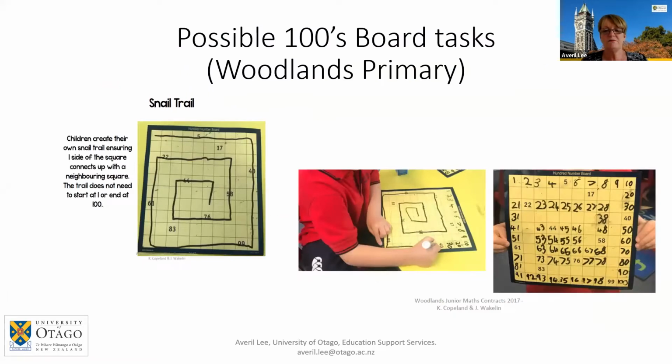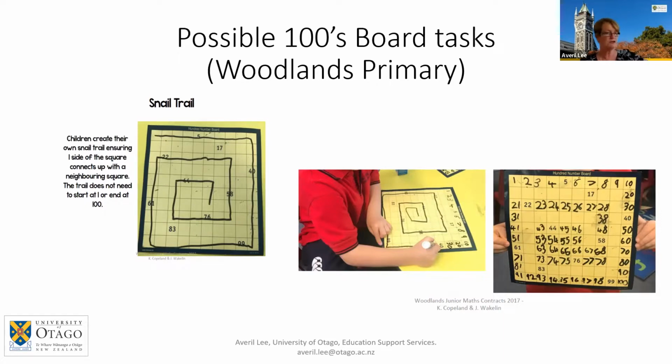I've got here one of my workshops that I did down here in 2017. We've got a school down here called Woodlands Primary, and it's a full primary. Two teachers did a workshop for me on junior contracts and how they had independent contracts running in their classroom. And they had some fantastic activities based around the hundreds board. So I just want to share those with you now.